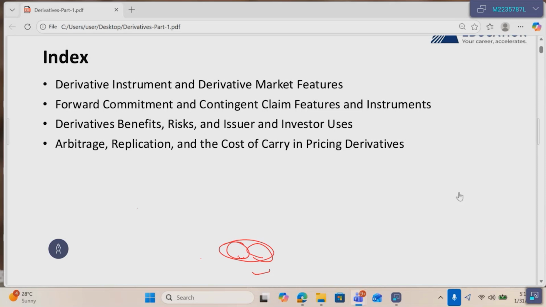Right. So let's start the next part, guys. The next module, which is derivatives.